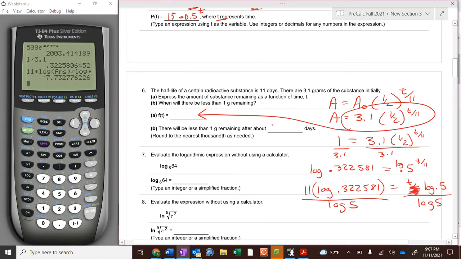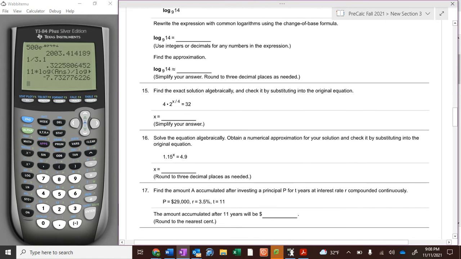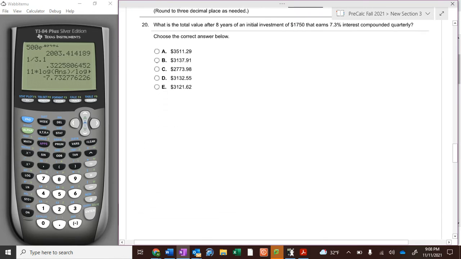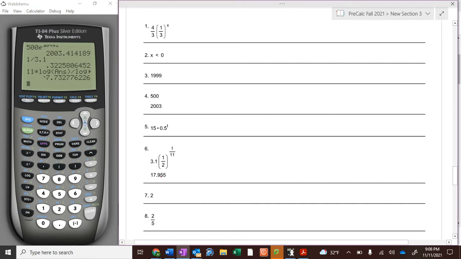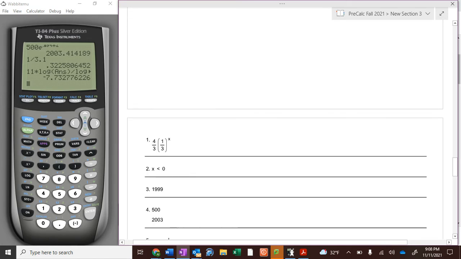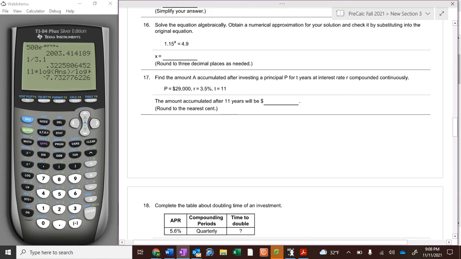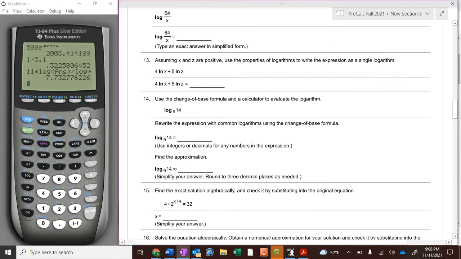Uh-oh. I wonder, round to the nearest thousandth. There'll be less than... Ooh, Mr. Bierschbach, did you make a mistake? Let me see what the answer to 6 is. Just to see. Because I don't want to lead you astray. Number 6, 17.995. So I got the right equation in there. I don't know what I did wrong right now.